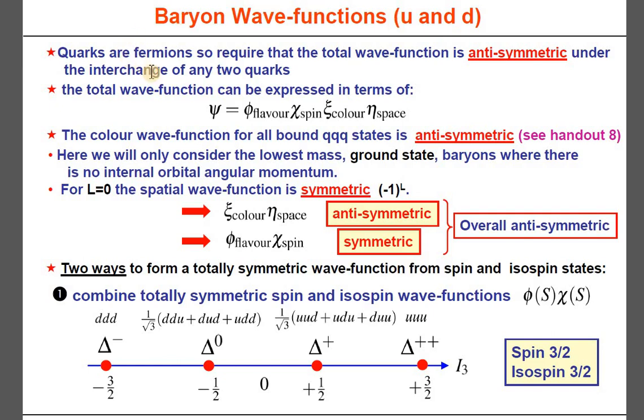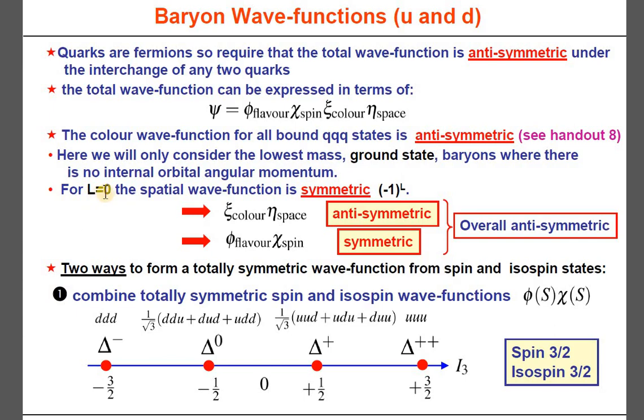Now, we start with the total wave function, which we have expressed here as the product of 4 separate wave functions: flavor part, spin part, color part, and the space part. Now the color wave function for all the bound quarks is antisymmetric. And in this case right now we will consider only the lowest mass ground state baryons, where there is no internal orbital angular momentum. That means L is equal to 0.